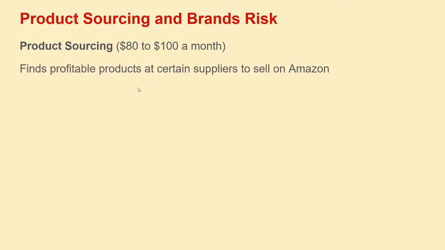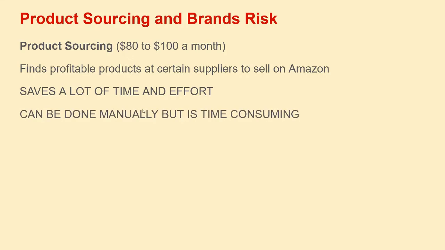Now, product sourcing and brands risk. This is probably the most expensive software you're going to have: product sourcing. It's software that actually finds profitable products at certain suppliers that you can sell on Amazon. It obviously saves a lot of time and effort, because you can do this manually, but manual product research is very time consuming. I know, because I did it for about a year before I started using software.